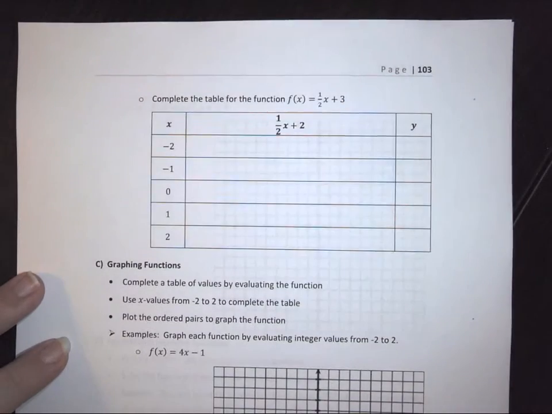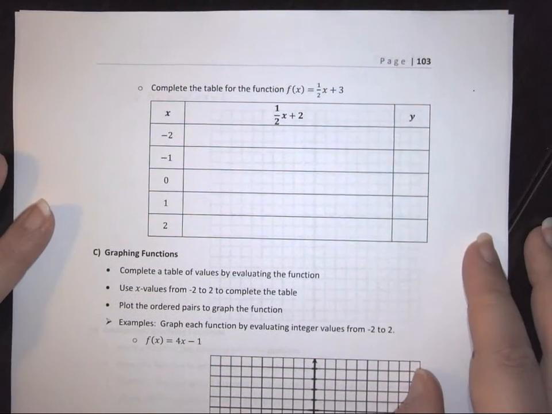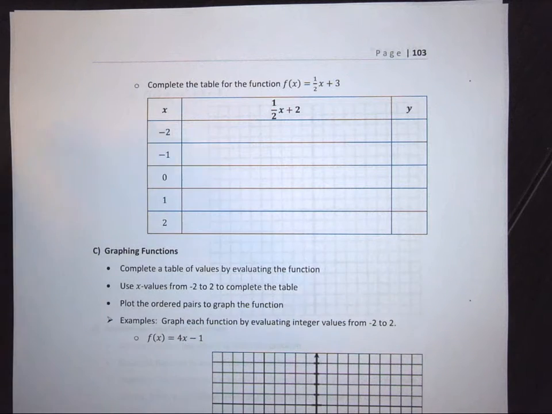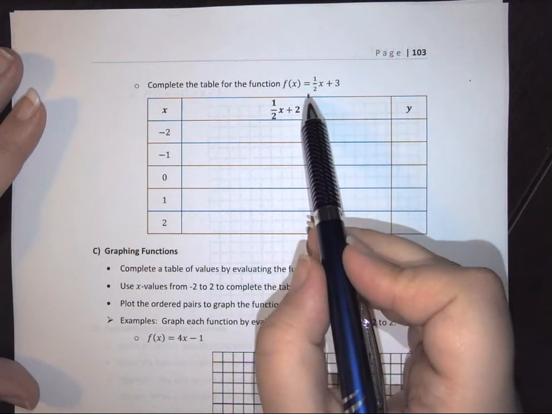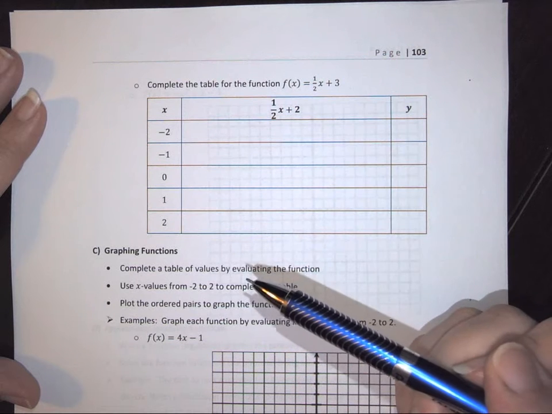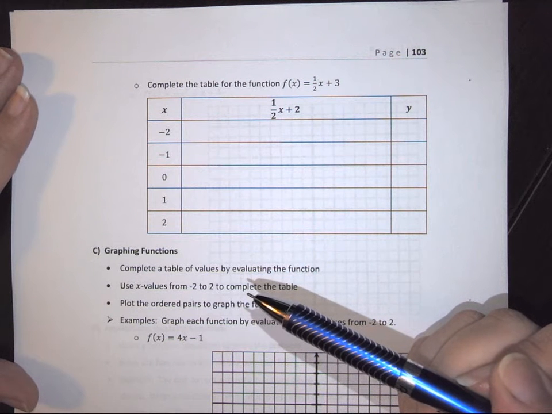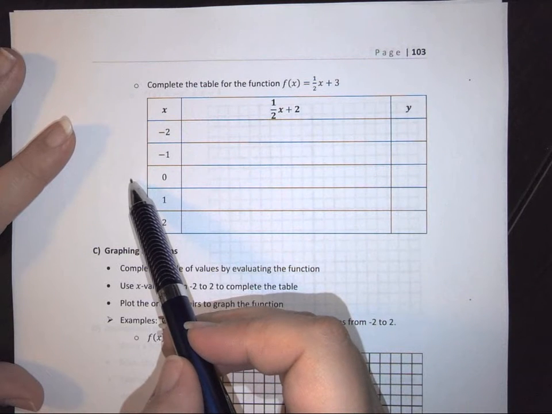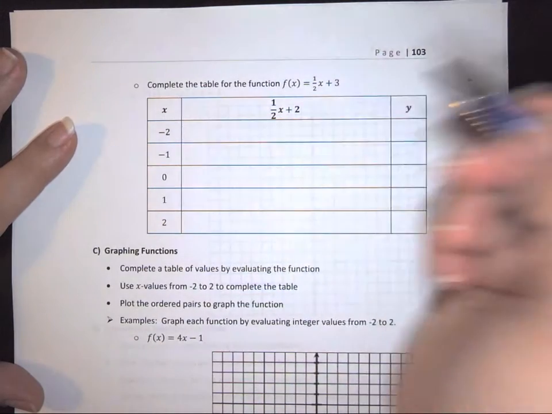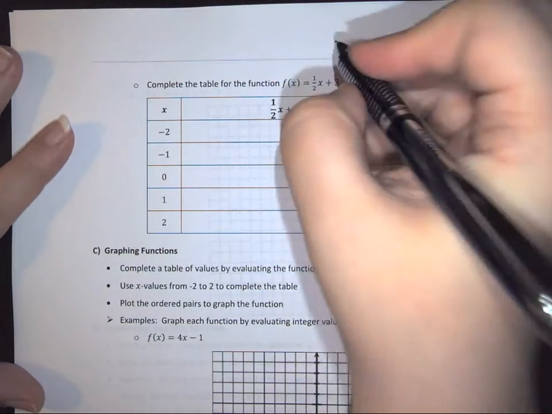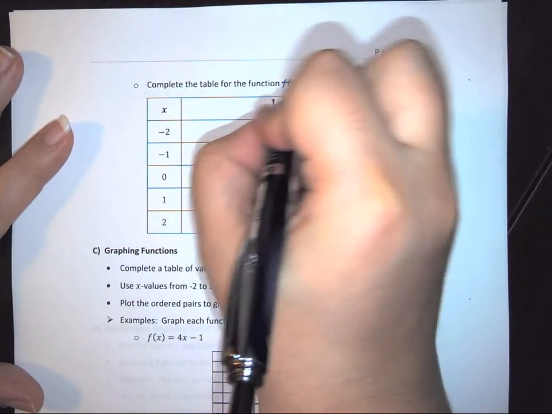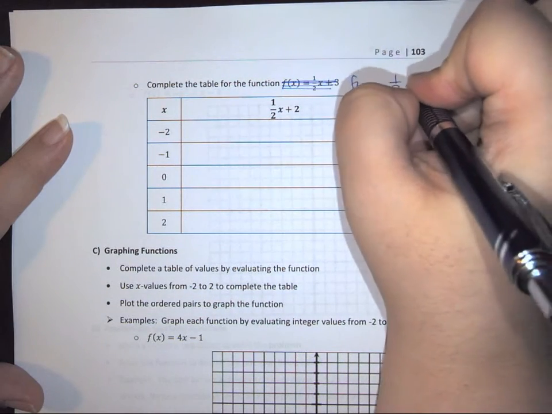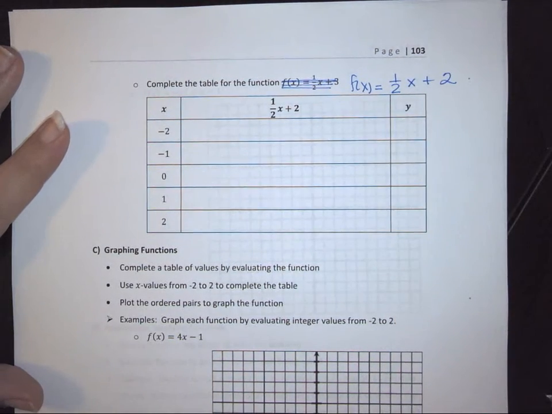Another way is we can set up an evaluation in table form. Here I have that you need to complete the table for the following function, f of x equals 1/2 x plus 3. I can see there's a little typo going on, so let's change this to match what's in the table. We're going to have f of x equals 1/2 x plus 2.